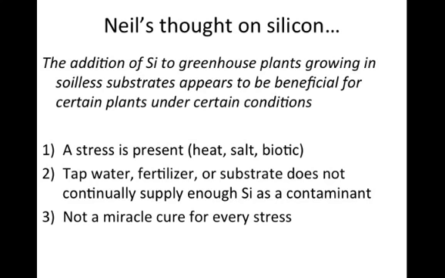If the tap water, the fertilizer, or the potting mix doesn't already contain a continual supply of silicon, so I've seen water reports, and some waters contain a lot more silicon than others. So it could be, in some cases, that your tap water source already contains enough silicon. And then just note that caveat, again, that it's not a miracle cure for every stress and for every plant.